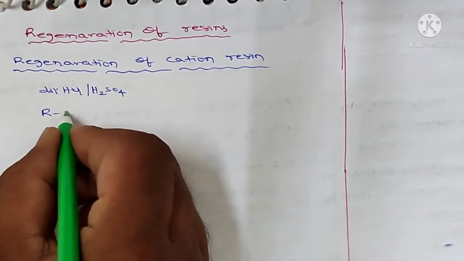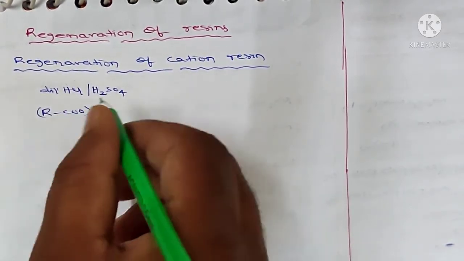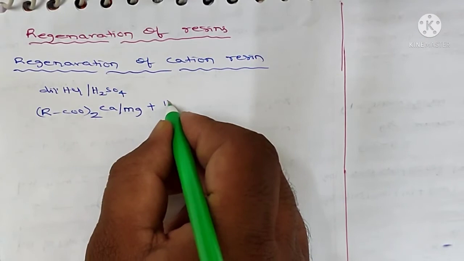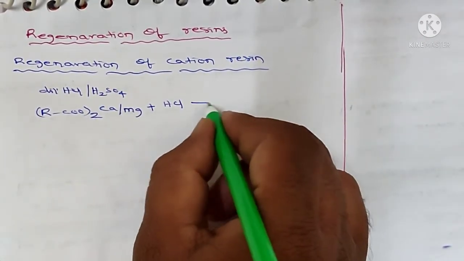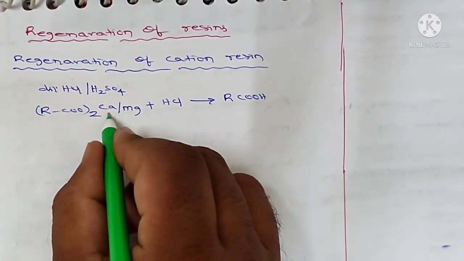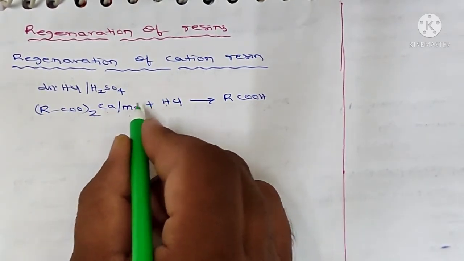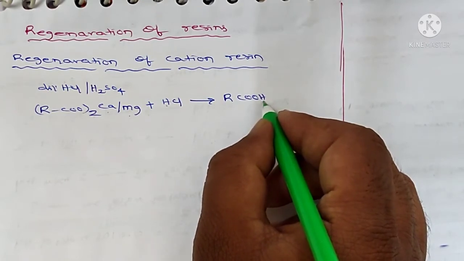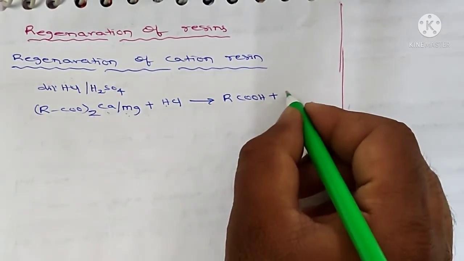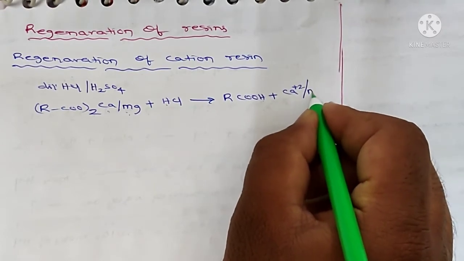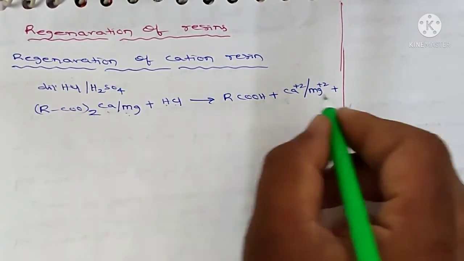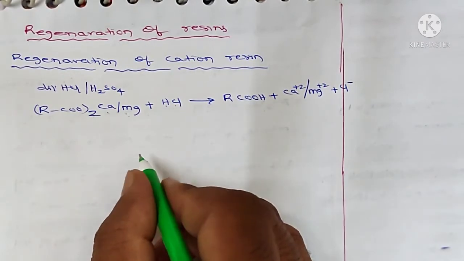Let me take that reaction. So here RCOO taken 2 times, calcium or magnesium. Then it will react with HCl or H2SO4, giving rise to RCOOH. Then the calcium or magnesium is replaced with H plus. So then here we will get RCOOH, and plus this calcium and magnesium plus 2 ions come out. So then Ca plus 2 or magnesium plus 2 and plus Cl minus.